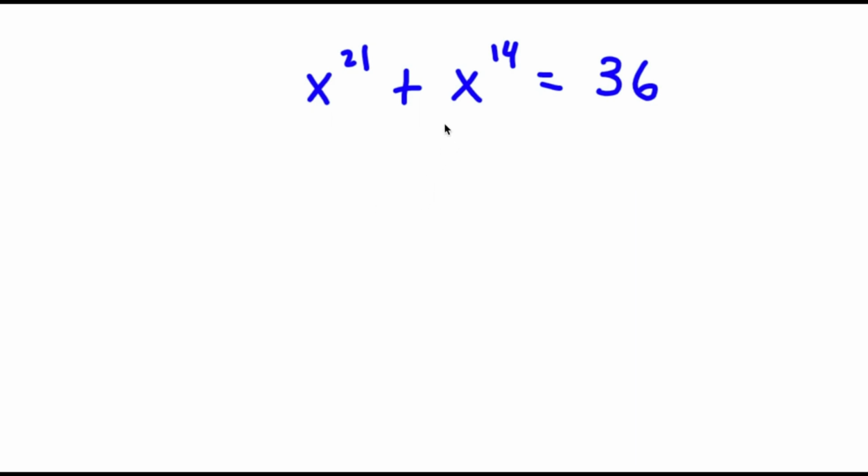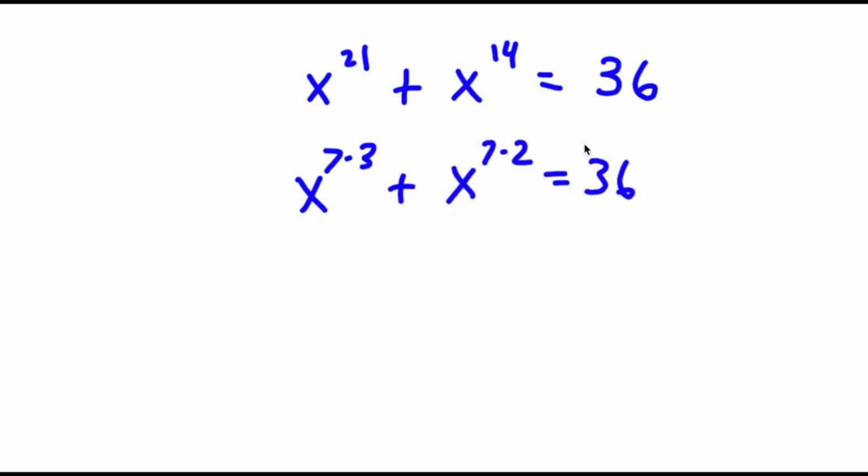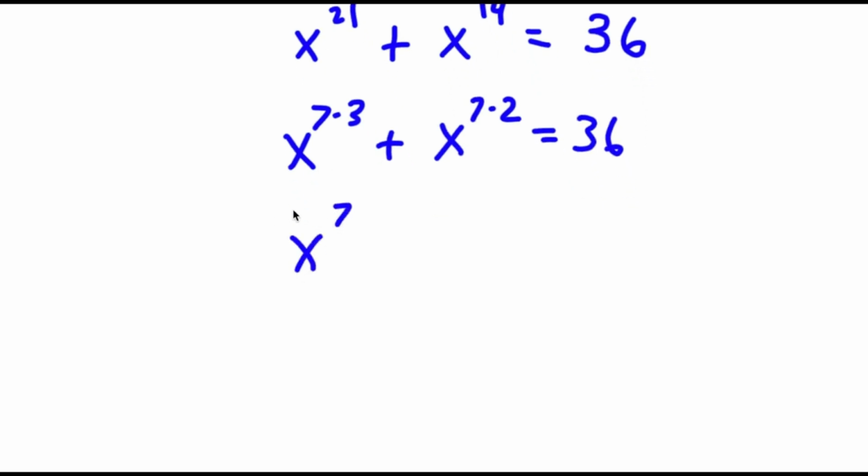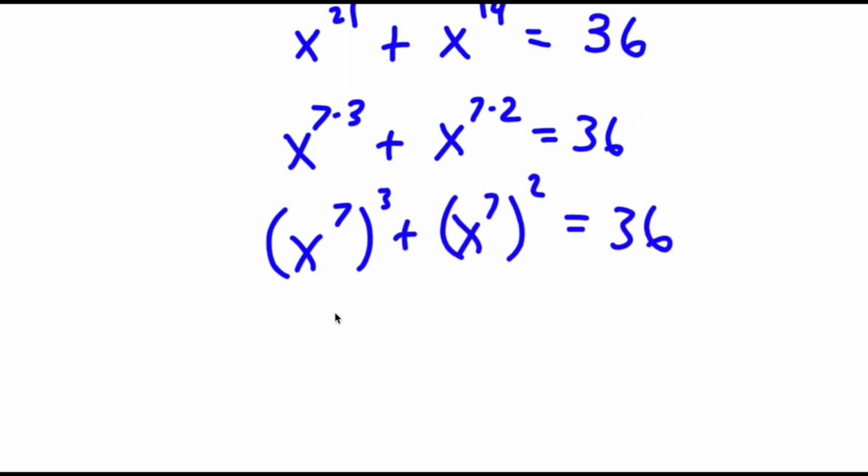Alright, so in this problem, I have x to the power of 21 plus x to the power of 14 is equal to 36. So I'm first going to rewrite this as x to the power of 7 times 3 plus x to the power of 7 times 2 is equal to 36. Now, I'm going to put this as (x to the power of 7) to the power of 3 plus (x to the power of 7) to the power of 2 is equal to 36.